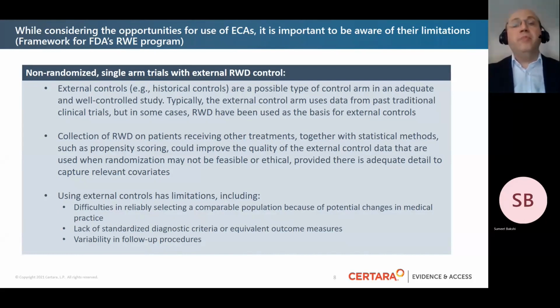They also highlight the importance of analytical and statistical methods such as propensity analysis to improve comparability of the population. And they specifically mentioned that using external control arms has limitations, including difficulties in reliably selecting a comparable population because of potential changes in medical practice, lack of standardized definitions and diagnostic criteria for outcome measures, and variability in follow-up procedures.